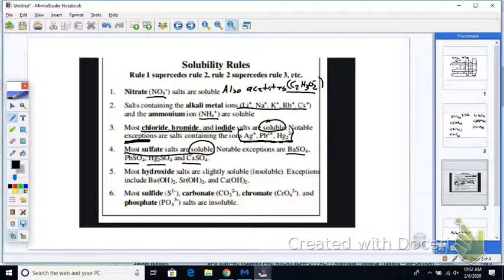Now, 5 and 6 are a little different. Okay, 5 says most of the time they're only going to be slightly soluble. So if you notice, on yours, you don't have insoluble. You have marginally soluble. Even if they're marginally soluble, you write an S with it.